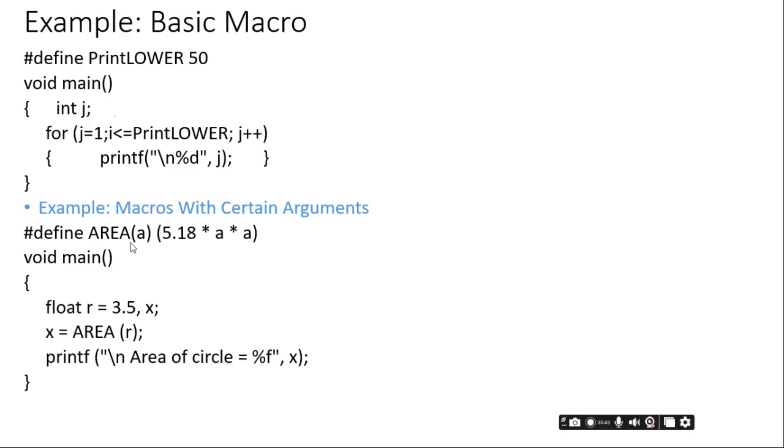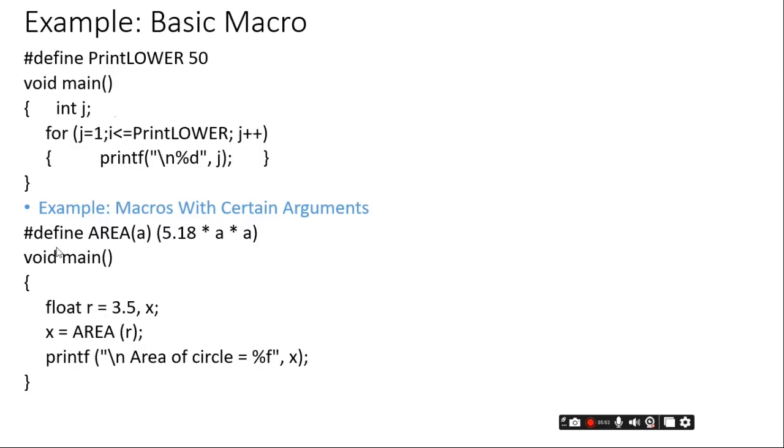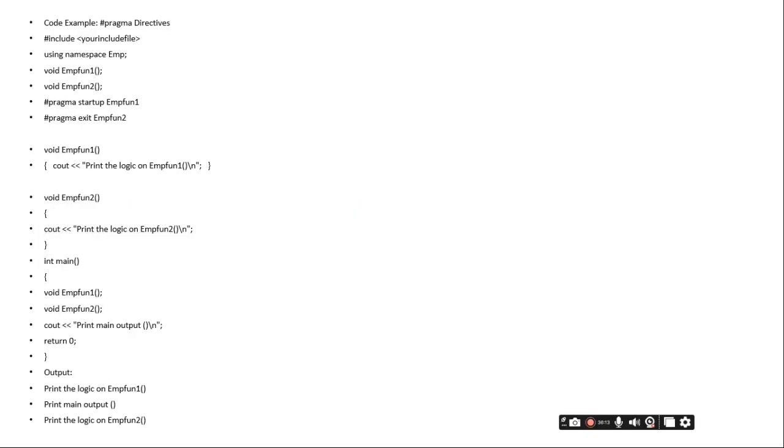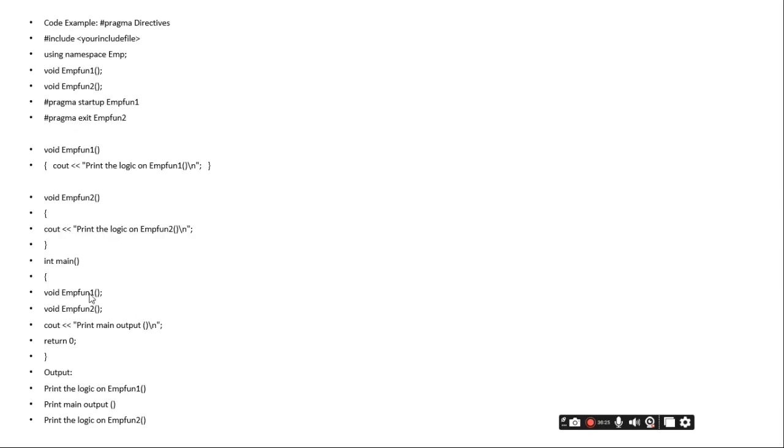Similarly, for passing arguments to the macro, which we discussed earlier, its example is like this. If we want to calculate area with this formula, we can use this concept as and when we require it many times. So there are some examples of pragma directives as well with their output, showing how they can be used.